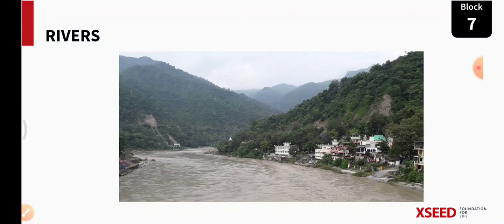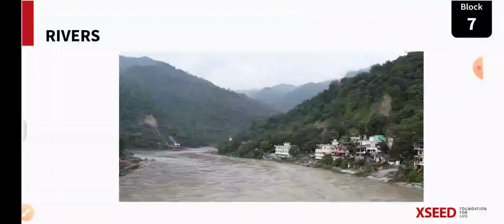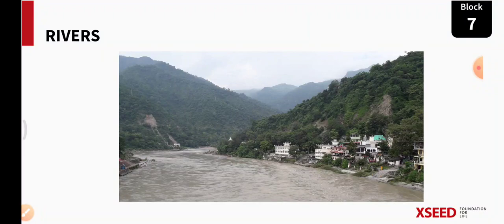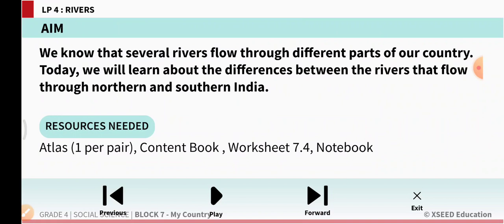Let us learn more. Here you can have a look at this picture. A river is flowing. Rivers flow and join the lakes, sea and oceans. So this particular river is a northern river. Okay, so let's move ahead.